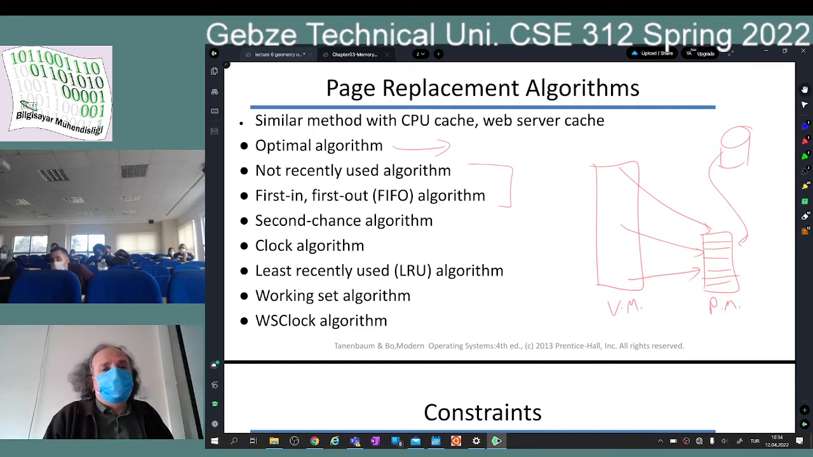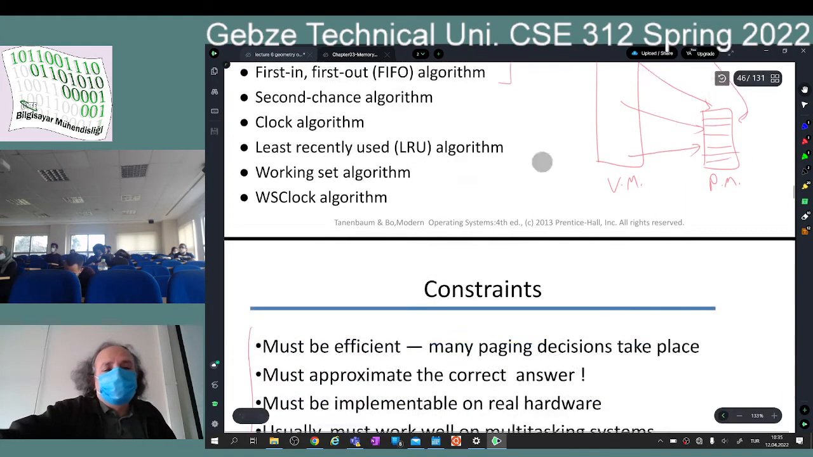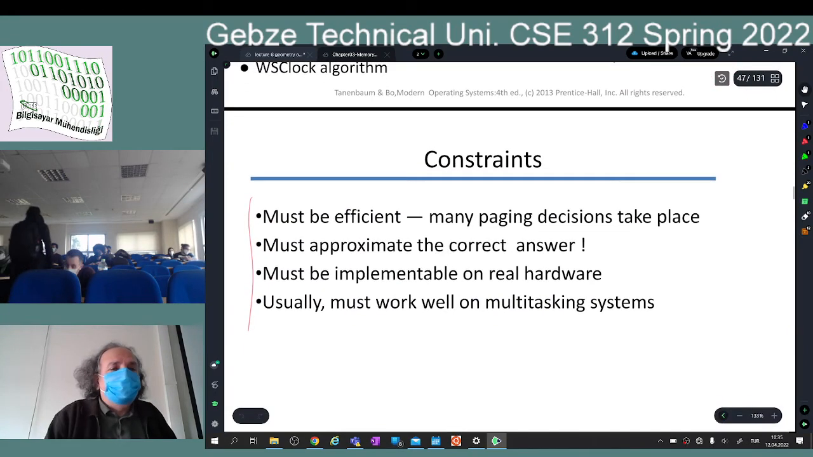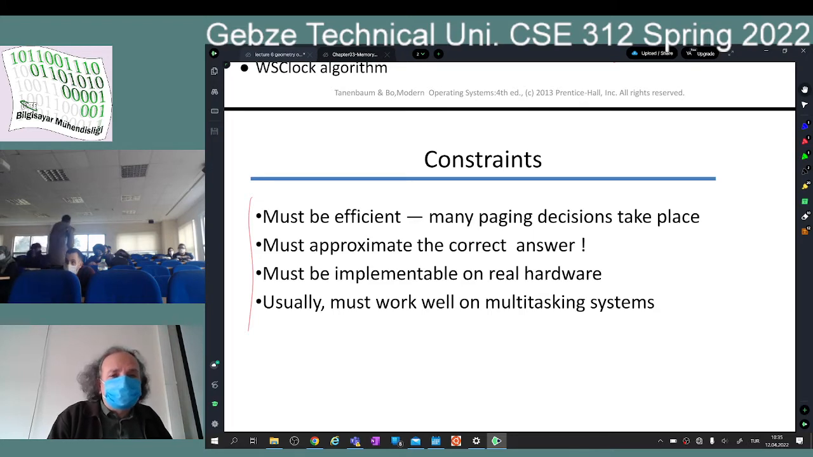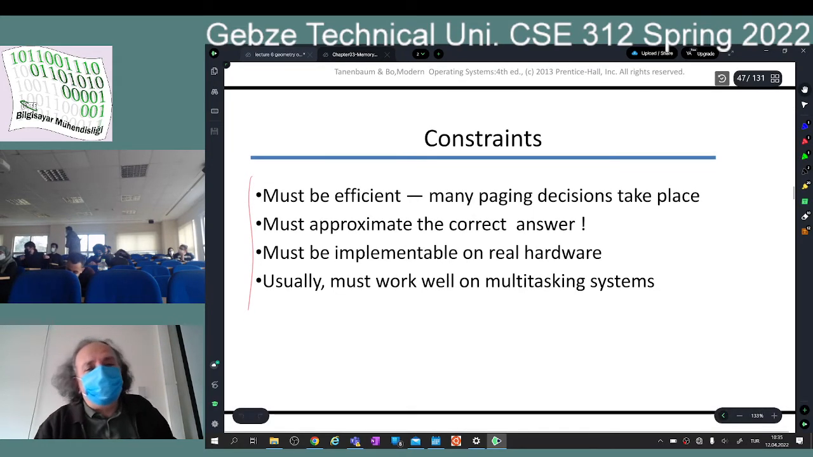As you know, the optimal algorithm is not implementable. It needs to see the future. So how do we know what kind of decision the optimal algorithm would make? We run our program on a simulator, and after everything happens, we say that if I had the optimal algorithm, it would have done it this way or that way. That's why we say that my page replacement result should approximate the correct answer, and it must be implementable on real hardware.